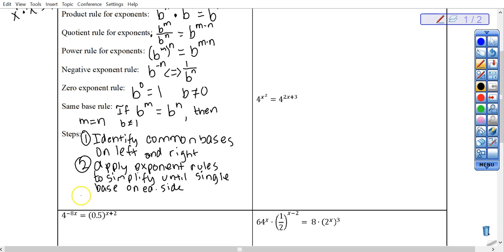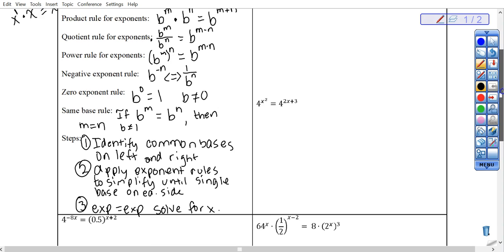And then what you're going to do is apply the same base rule. If the bases are the same, you'll set the exponents equal to each other. So exponent equals exponent, and then solve for x. And then I would suggest that you want to make sure that you're correct. You can go ahead and plug your x into the calculator and see if you get equivalent values on each side of the equation. I'll show you.